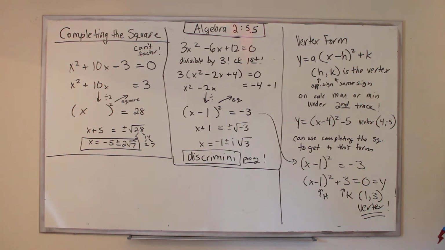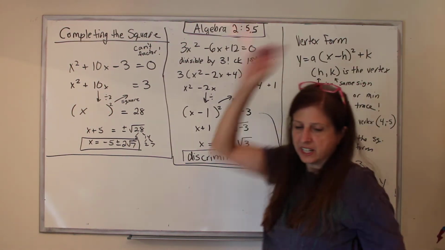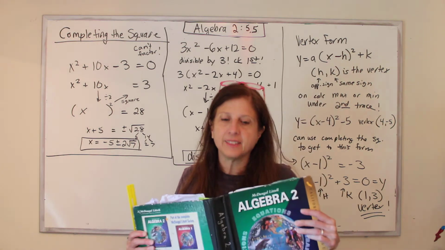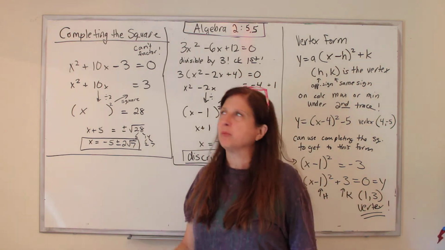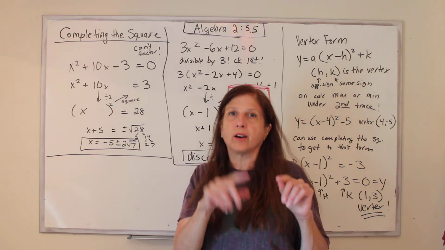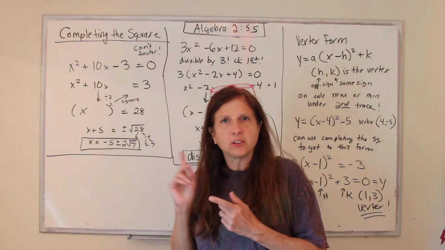Welcome back, welcome back, welcome back to Algebra 2, Chapter 5, Section 5 in this book. And today we are talking about completing the square. What does that mean? It sounds like you're just drawing a square and you need to just keep drawing until you got a whole square.